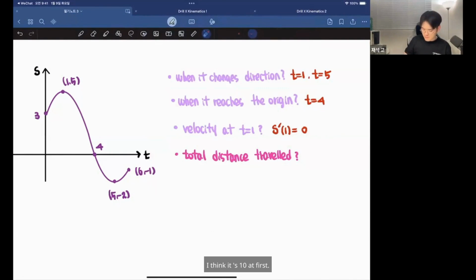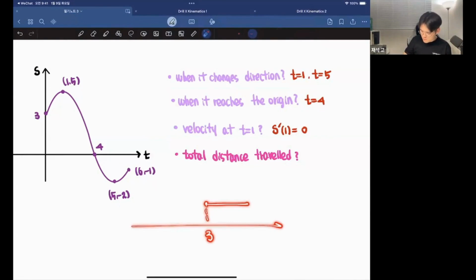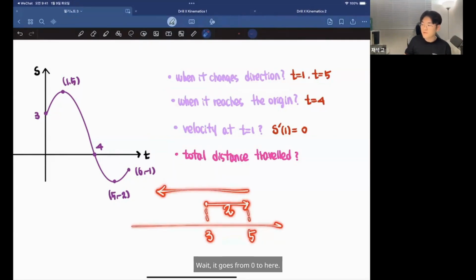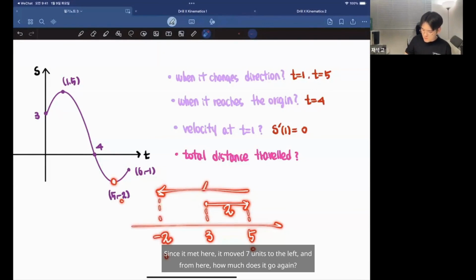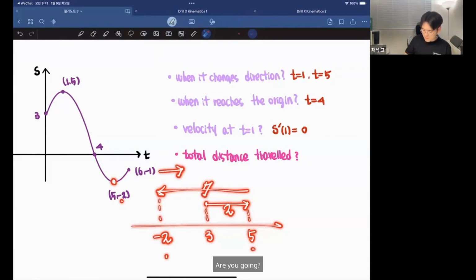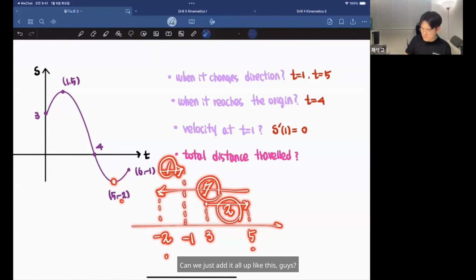How far did it go from 3? So it moved 2 units to 5. How far did it go from there? Back to 0, and then it goes all the way to -2, right? Since it met here, it moved 7 units to the left. And from here, how much does it go again? It's 7 units. If you add all of this up, it becomes 10.